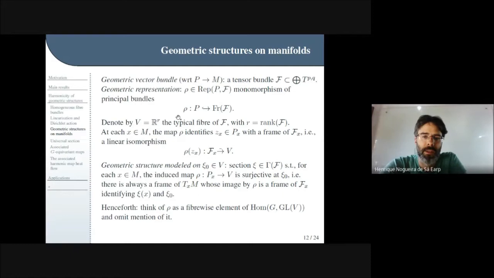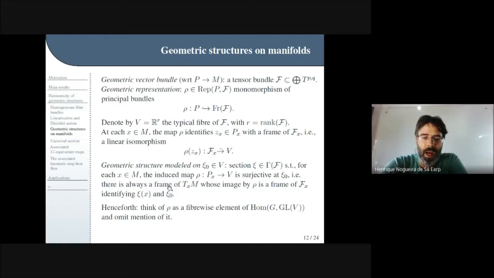So at each point, what rho does is that it assigns to a frame of P an actual frame of F. That is a trivialization of the fiber, that is an isomorphism of the abstract fiber of F onto its model fiber V. So now I'm going to say that a geometric structure is modeled on some element psi zero in this model fiber, right? When indeed there exists, when this representation is actually surjective at the model, and this is just a very pompous way of saying what everybody knows, which is the famous property that at every point, there exists a frame in which your geometric structure manifests itself as the model one.